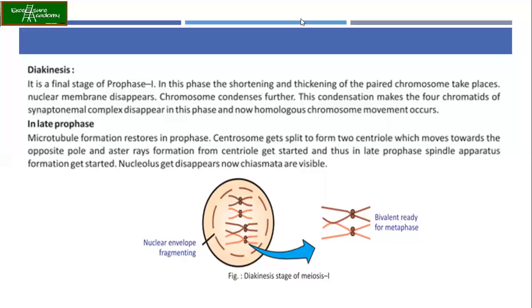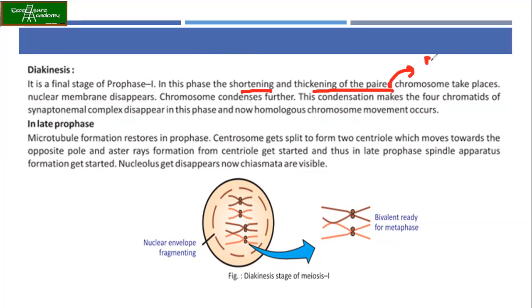See, if the pairing is happening like this, okay, let us imagine that these two are the homologous chromosomes. Now, what is happening is that they start getting more and more condensed. Okay, so this is happening in diakinesis. So that is what the meaning is, the shortening and thickening of the paired chromosomes.